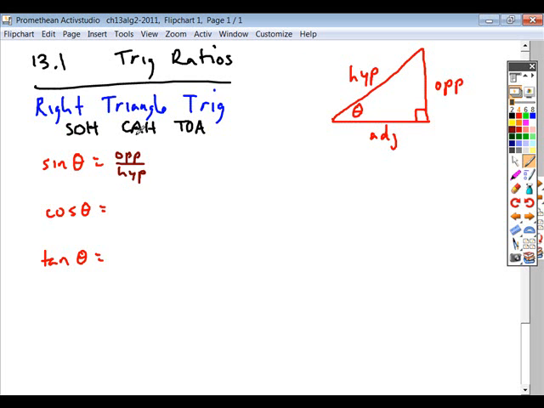For a cosine, it's AH. A is adjacent over hypotenuse. And for tangent, it's the ratio of the opposite to the adjacent. So opposite over adjacent.